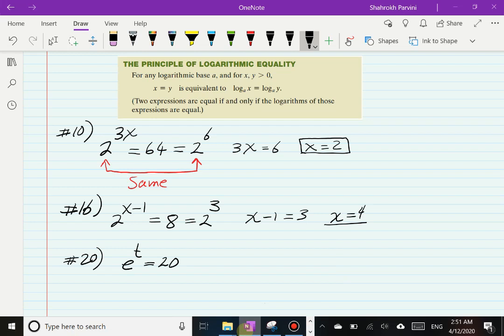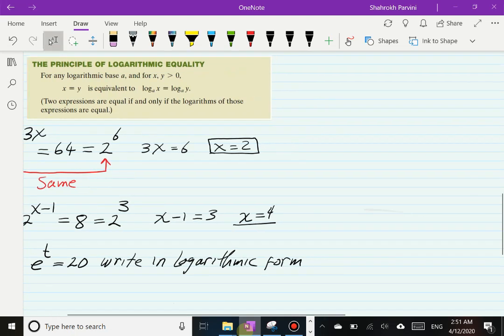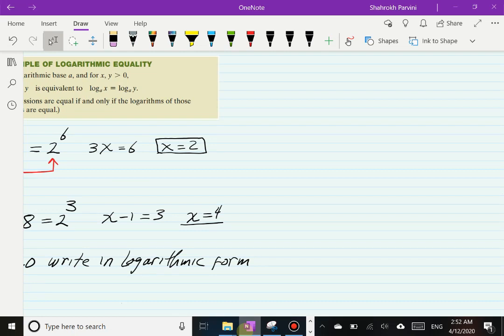So, how are we going to work this? The easiest way to solve these kinds of exponential equations is to translate them or rewrite them in logarithmic form. Okay, so I'm just going to say write in logarithmic form. And remember how that went. The log form, let me remind you how that went.